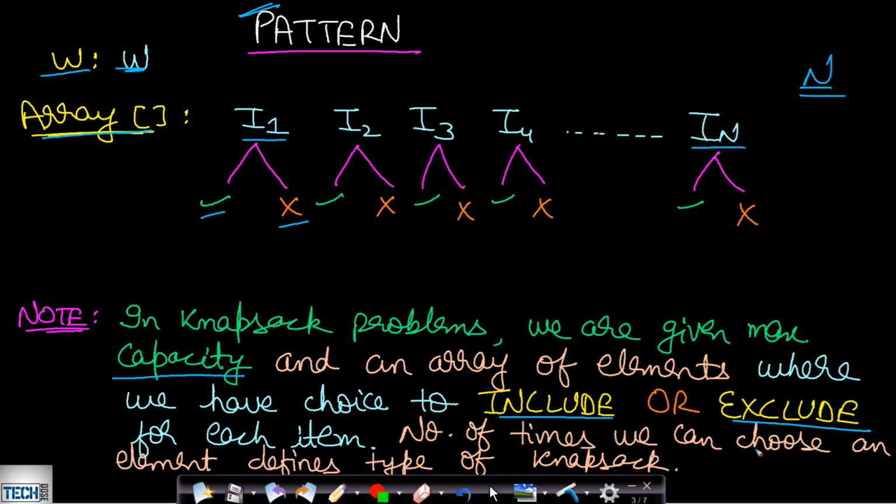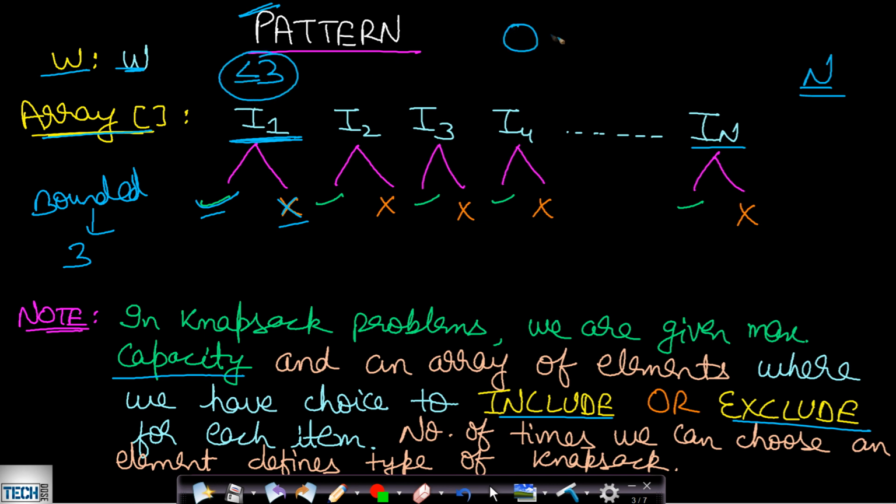The number of times we can choose an item defines the type of knapsack. In the case of 0-1 knapsack, you have just two choices for each element: you can either include it or you can exclude it. But let's say you have a bounded knapsack, and the number of instances for each item can be maximum, let's say, 3. So each item can be selected a maximum of 3 times. That means we can select an item less than or equal to 3 times. So the range will be from 0 to i less than or equal to x, where x is the maximum number of instances of each item. This is for the bounded knapsack.